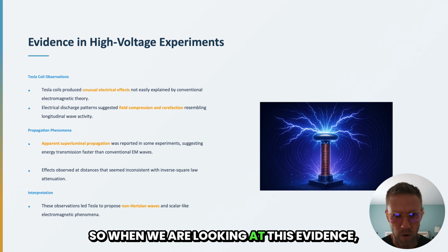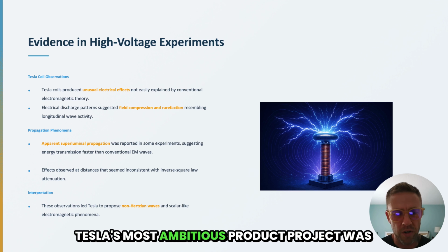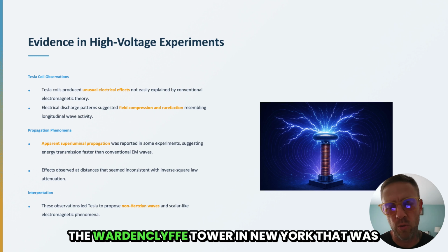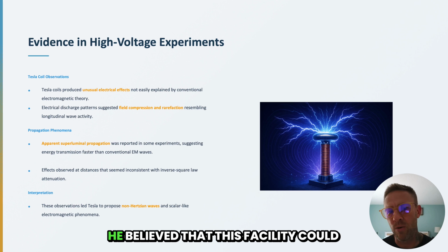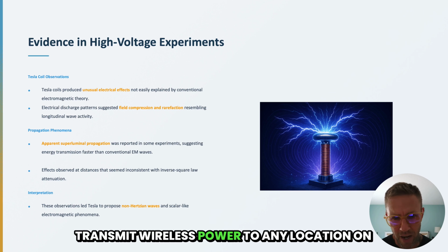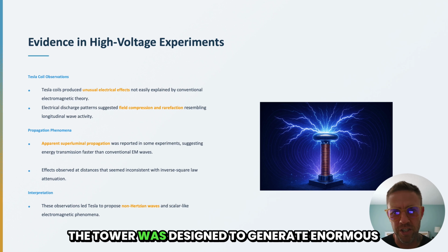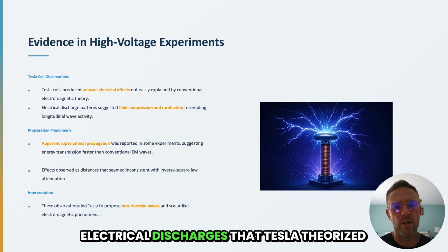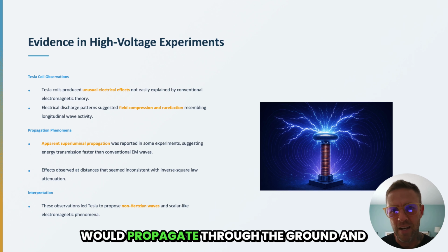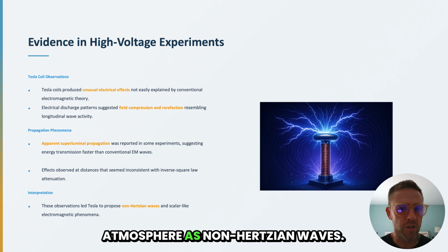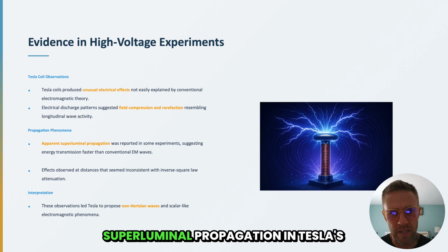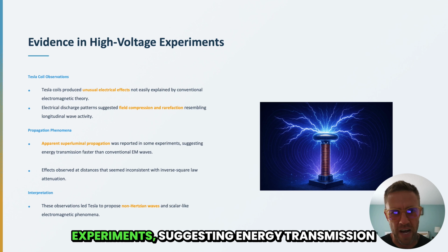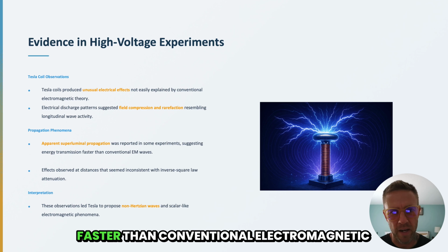So when we are looking at this evidence, Tesla's most ambitious project was the Wardenclyffe Tower in New York that was constructed between 1901 and 1902. He believed that this facility could transmit wireless power to any location on Earth. The tower was designed to generate enormous electrical discharges that Tesla theorized would propagate through the ground and atmosphere as non-Hertzian waves. Some researchers reported apparent superluminal propagation in Tesla's experiments, suggesting energy transmission faster than conventional electromagnetic waves.